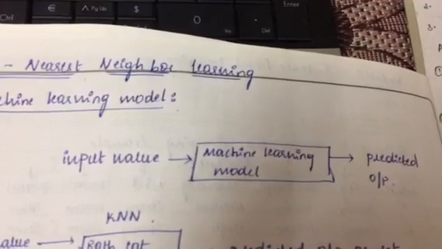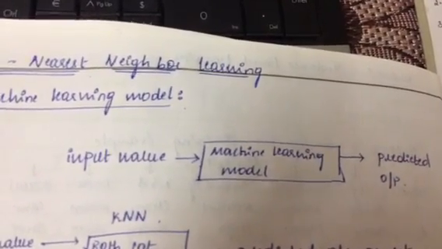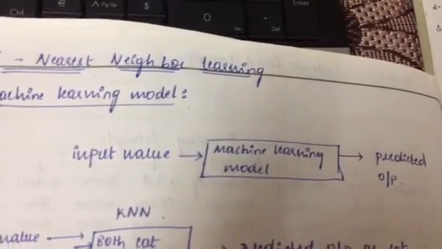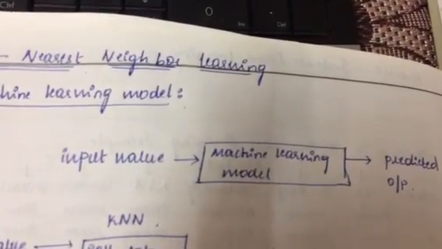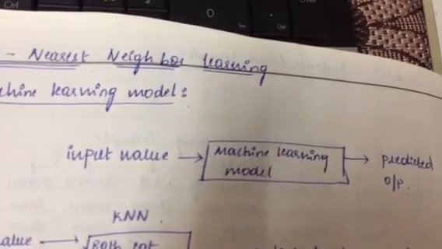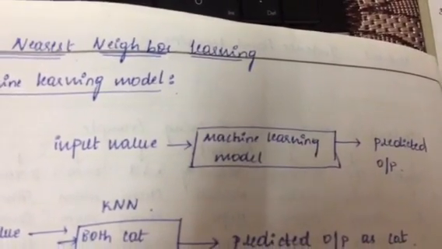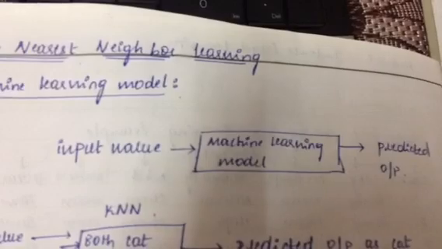Suppose I show you a picture and ask whether it is a cat or a dog, and you say it is a cat. How are you going to say it is a cat? Because in your memory from your childhood, you have the image of a cat. You know the features of a cat. So that is given as an input value.